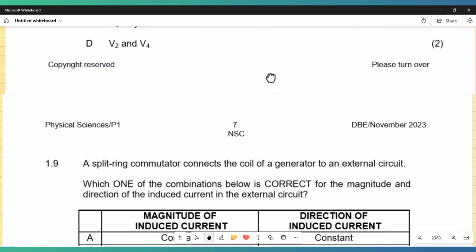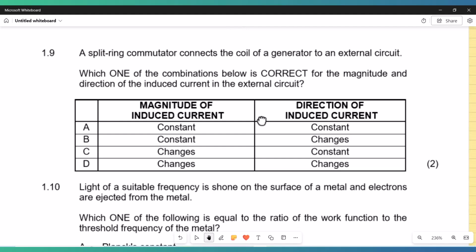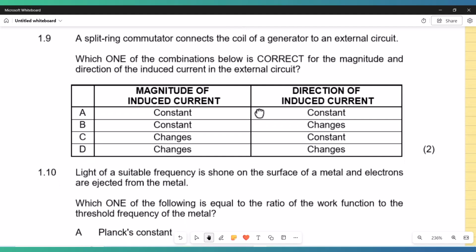Next question here, that is question 1.9. They say here that a split ring commutator connects the coil of a generator to an external circuit. Yes, we know that a split ring commutator connects the coil of the generator to an external circuit. And then they ask which one of the combinations below is correct for the magnitude and direction of the induced current in the external circuit.